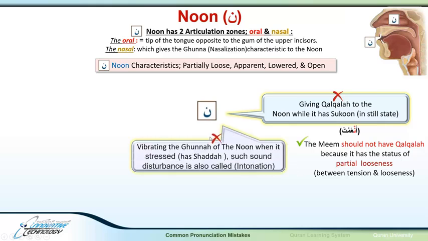The second mistake is vibrating the ghunna of the noon when stressed by shadda. Such sound disturbance is also called intonation, and it's a very strange one, but some people do that, and this is how it is. The mistake is like this. And this is wrong. The right way is to pronounce it properly and simply without such intonation.